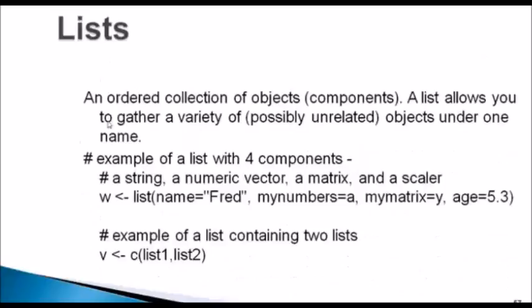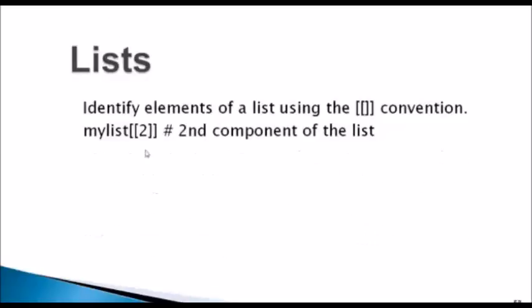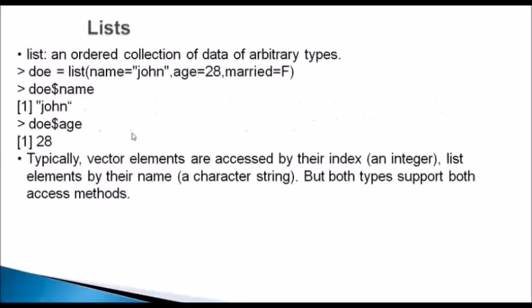And now we are talking about lists. A list is an ordered collection of objects which allows you to gather a variety of objects under one name. For example, you can define the list with Fred, with all this age group, and you can print all these variables based on the list. Right? So for elements of the list, we use this convention: my list, second component of the list, so it will generate based on this convention.